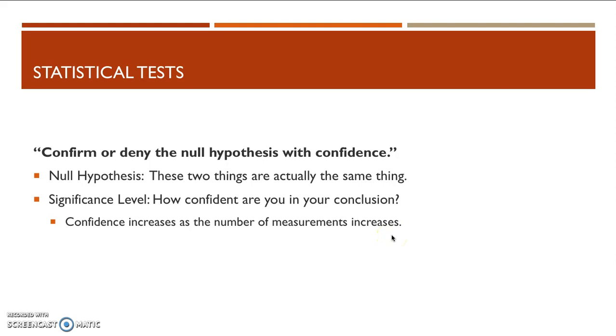So if you have three data points that you're using to take an average and a standard deviation, and your partner or another lab team has three data points that they're using, it's going to be harder to prove that those two things are different than if you had, say, 100 data points and 100 data points that you're comparing.